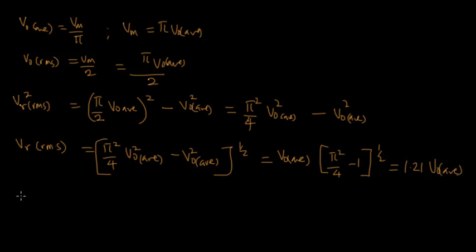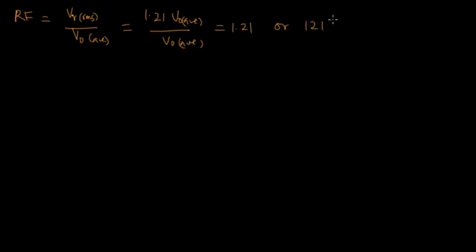So that means the root mean square ripple voltage is 1.21 V out. I will call that equation 7. The ripple factor RF is given as V ripple root mean square over V out average. That's 1.21 V out average over V out average, which is 1.21 or 121%. We'll call that equation 8. So the ripple factor for a half wave rectifier is 121%. That is for a single phase half wave rectifier.